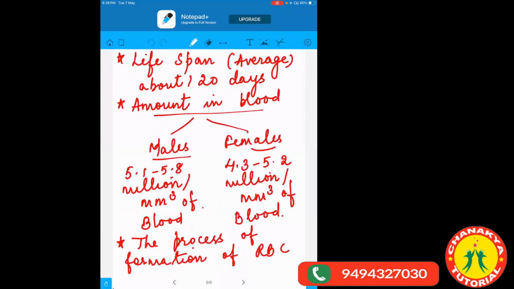So the amount of blood in the females is 4.3 to 5.2 million per millimeter cube, whereas in the males it is 5.1 to 5.8 million per millimeter cube of blood. And the process by which the RBC will be formed is called erythropoiesis.